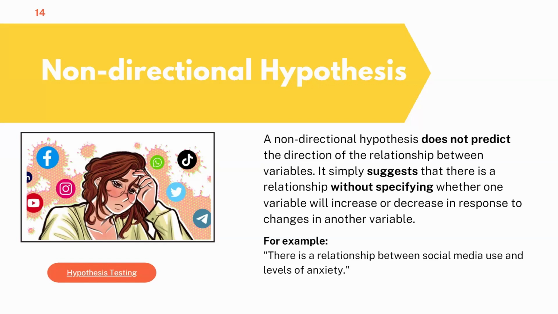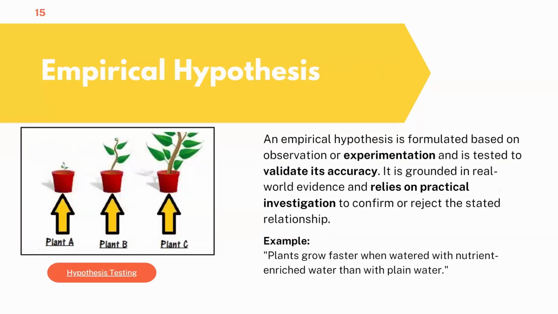For example, there is a relationship between social media use and the level of anxiety. So here, we don't know if more social media use leads to higher or lower anxiety levels. We just know there is some sort of relationship between these two, but we don't actually know whether one thing leads to another thing increasing.